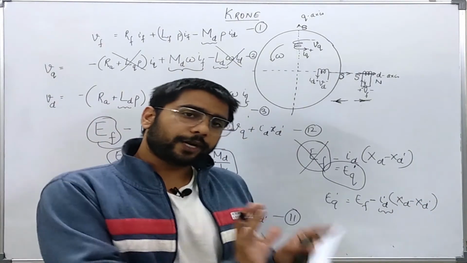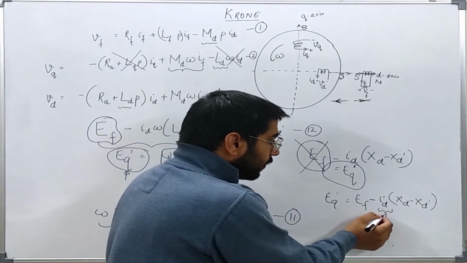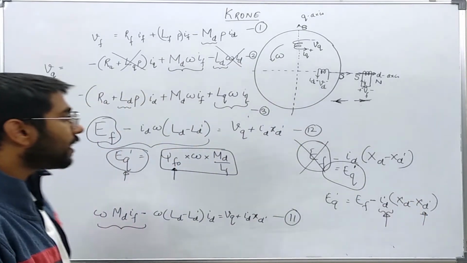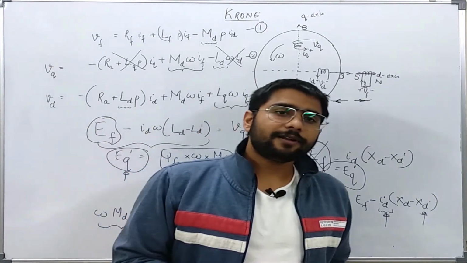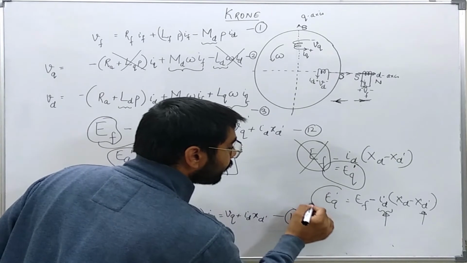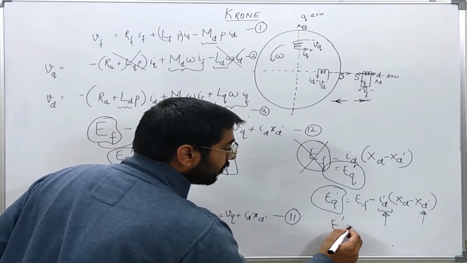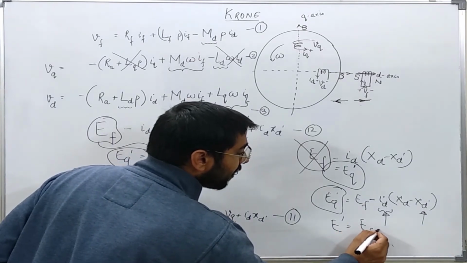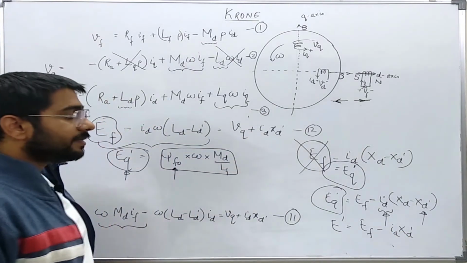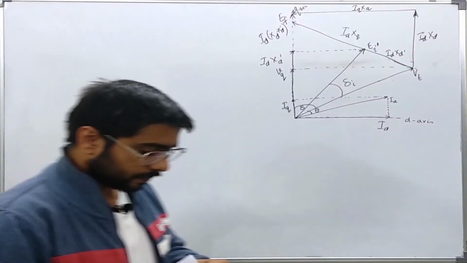So we have got a clue here that something will be there which depends upon the load current as well as the transient reactance. Now in the next slide I will make a phasor diagram and we will further see how this EQ prime is placed with the other voltage, let us say E prime, which is nothing but EF minus IA XD prime. That we will see in the next slide when we draw a phasor diagram.